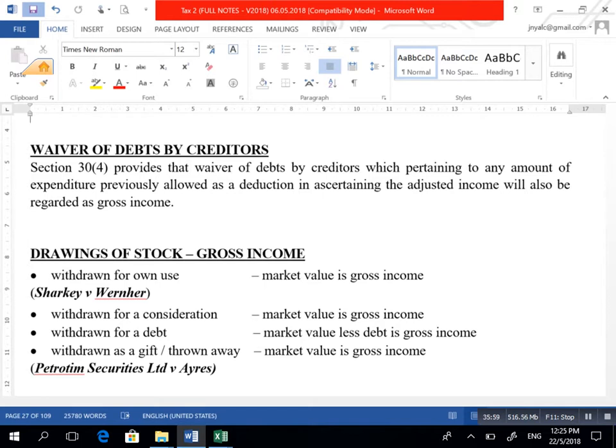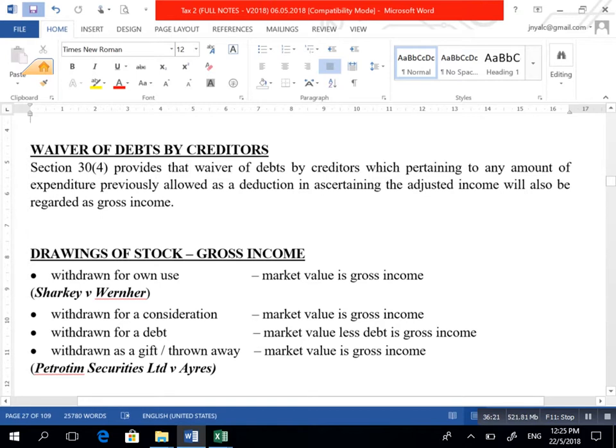So now you look at this section. Section 30 sub 4 provides that the waiver of the debt by the creditor, which pertains to any amount of the expenditure previously allowed as a deduction in ascertaining the adjusted income, will also be regarded as gross income, meaning taxable. Please remark yourself, taxable.